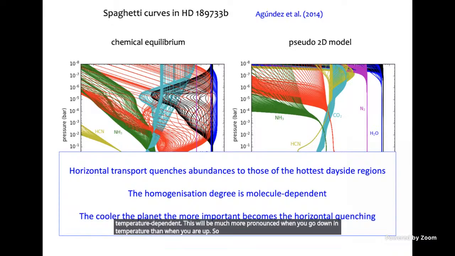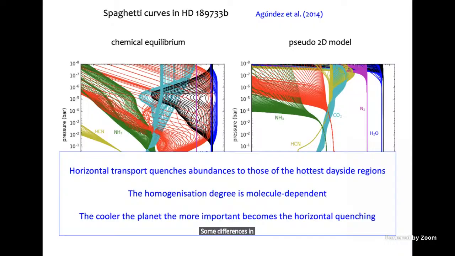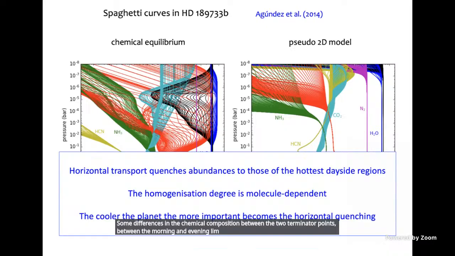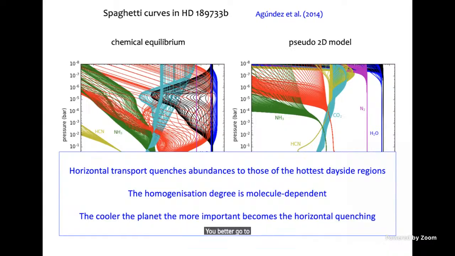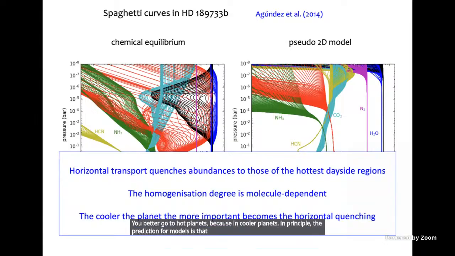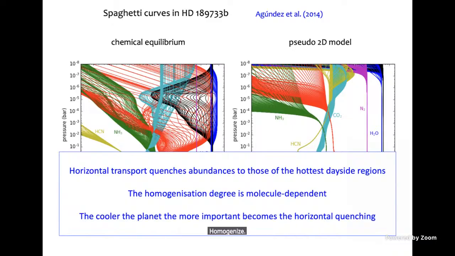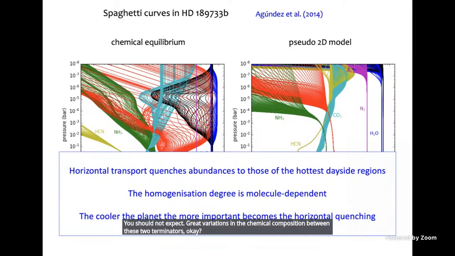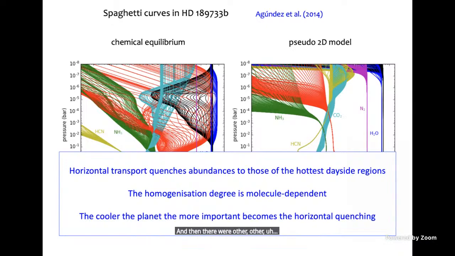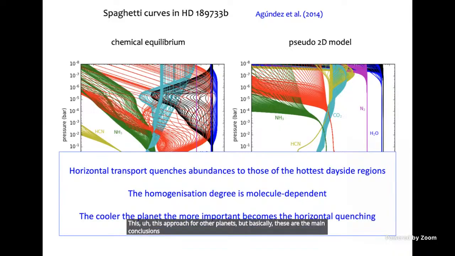So normally the lesson from this is that if you want to find some differences in the chemical composition between the two terminator points, between the morning and evening limbs, for example, you better go to hot planets, because in cooler planets, in principle, the prediction of models is that the composition should be very much homogenized. So you should not expect great variations in the chemical composition between these two terminators, okay? And then there were other articles investigating this approach for other planets, but basically these are the main conclusions from this kind of models.